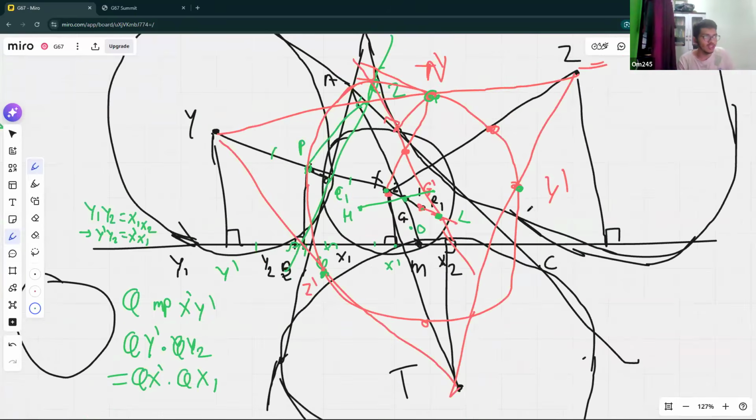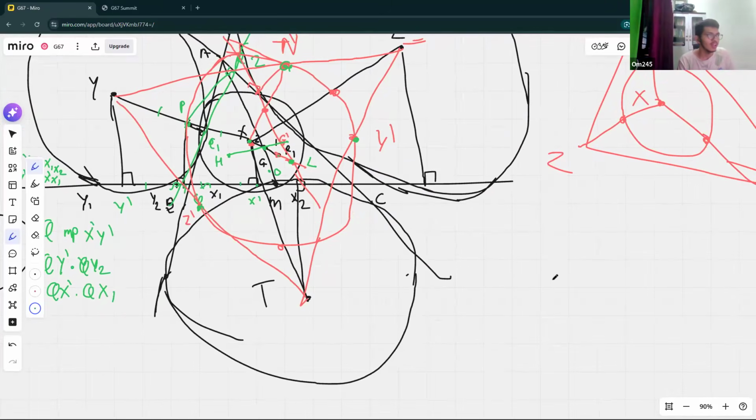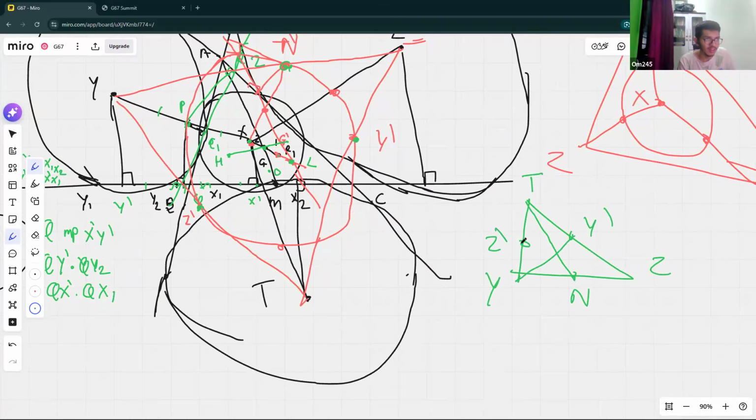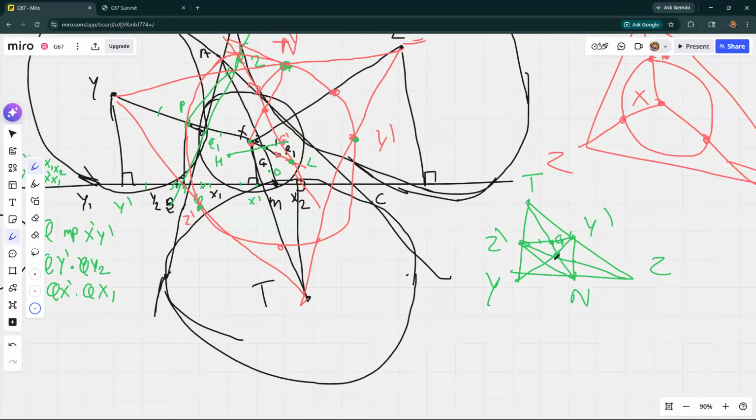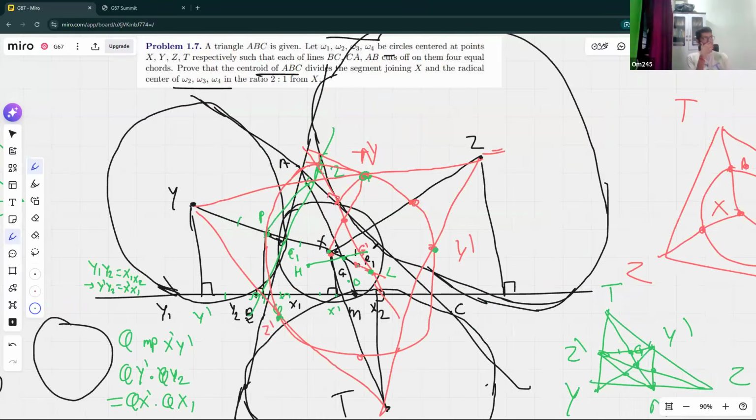A better way to say it is T Z Y. Then we have N Y dash Z dash, and this is the median triangle, right? So G is the centroid, and G is also the centroid of this because these are midpoints. G is the centroid of ABC, no? Oh my god, I'm so good. Okay, yeah, G is the centroid of ABC. My bad. G does not need to be the centroid.